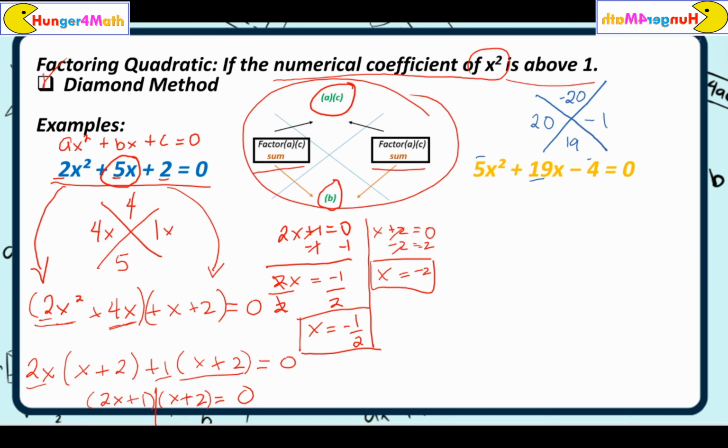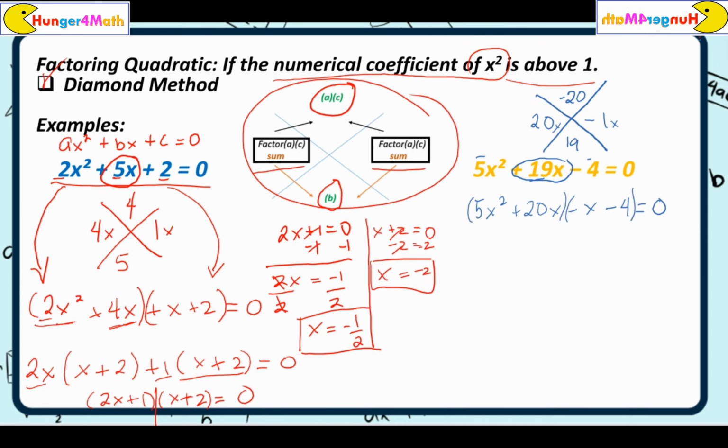Now let's rewrite the equation. So copy the first term, 5x squared. Then instead of 19x, we're going to use 20x and -x. So plus 20x minus x. Then copy the last term, which is -4, then equate it to 0. Then pair into 2.